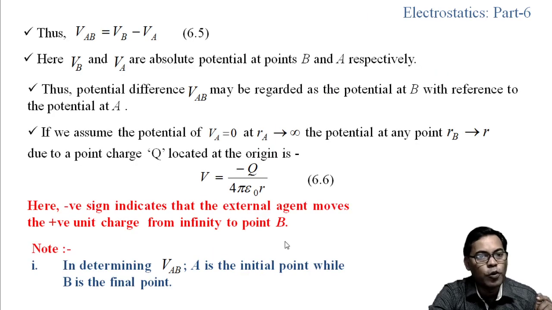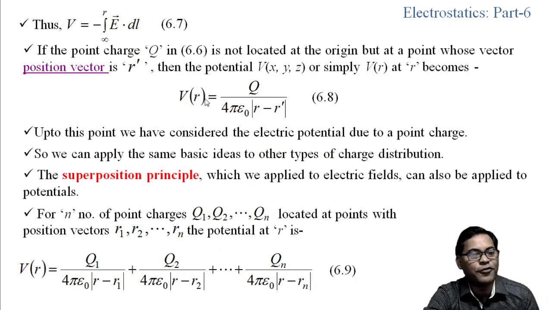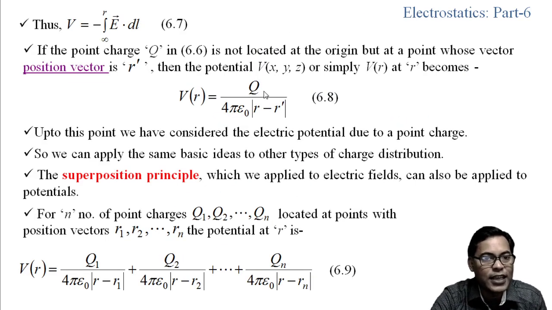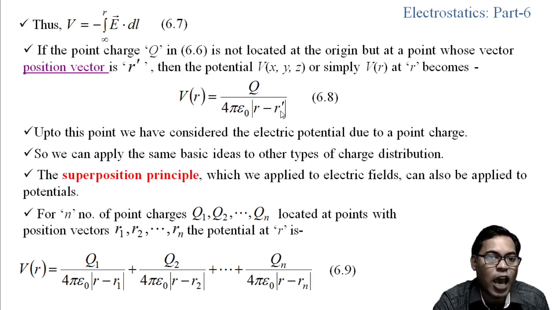So here we can have the expression. You can see that V(r), the potential at this point, which is a function of r, can be written as q, the charge, divided by 4 pi epsilon naught, with r replaced by the modulus of r minus r prime.